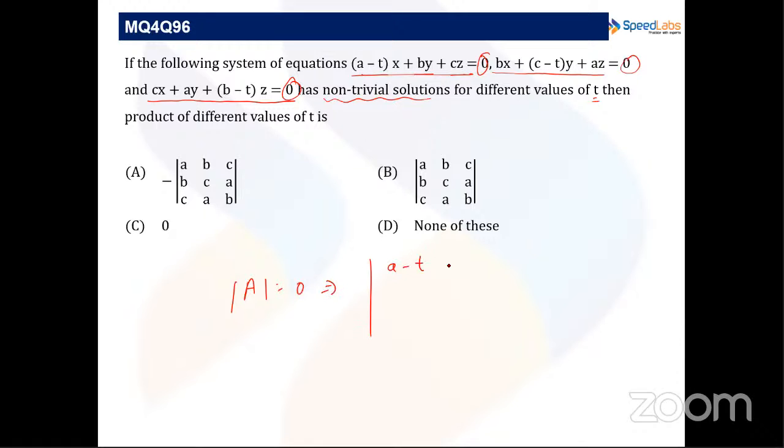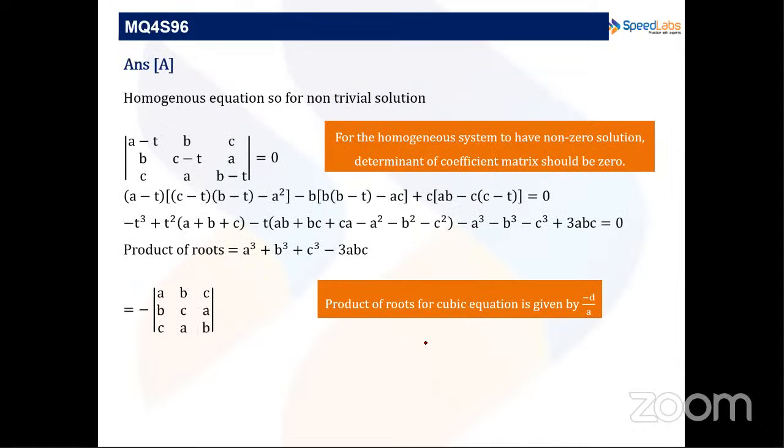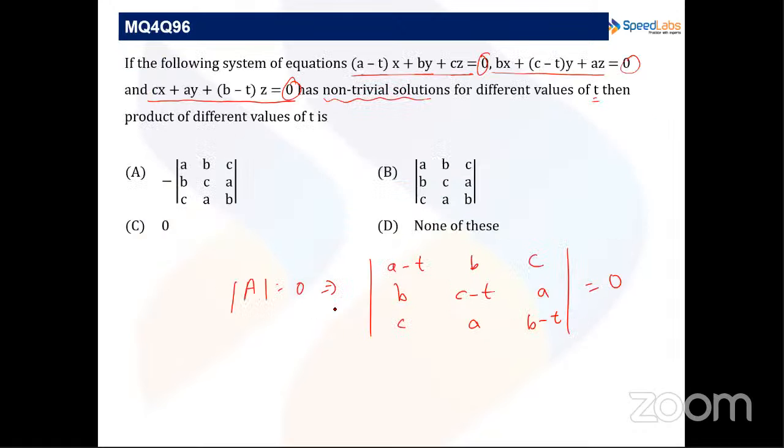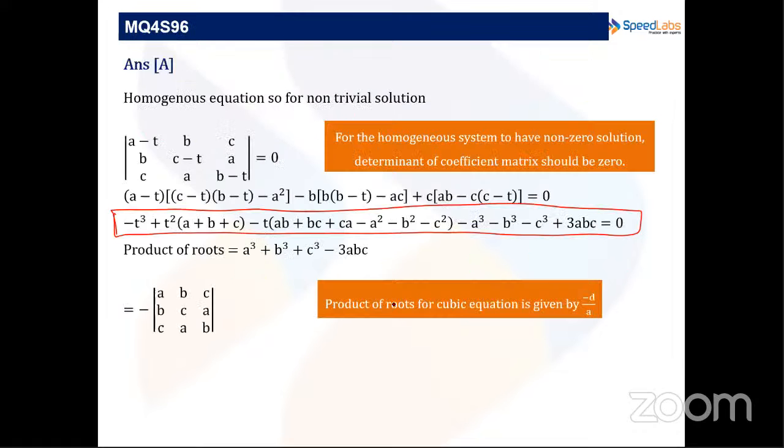So that will be the determinant with rows (a minus t, b, c), (b, c minus t, a), (c, a, b minus t) equals to 0. On solving this equation, you will get a cubic equation in t. So already solved. So you will get a cubic equation in t. Now we are asked the product of the different values of t.